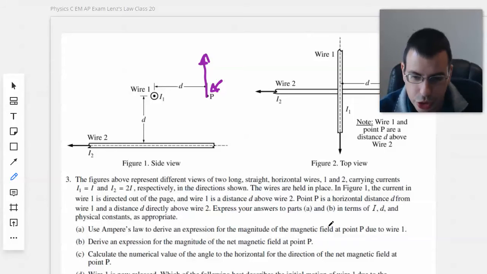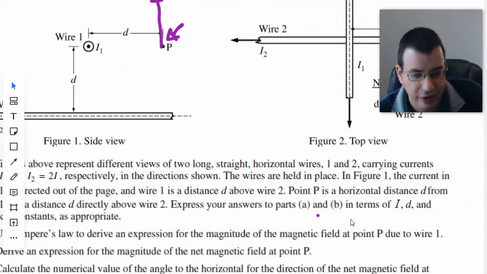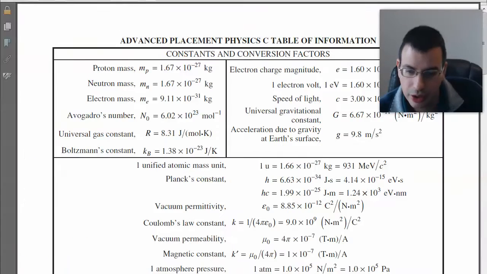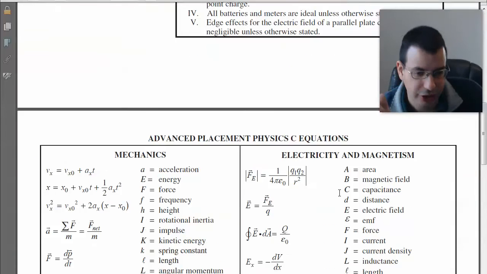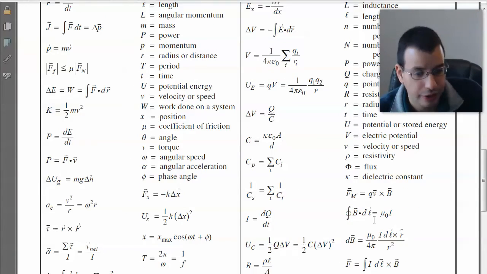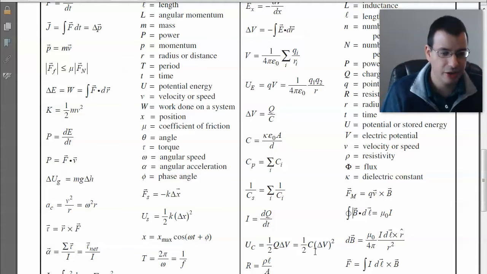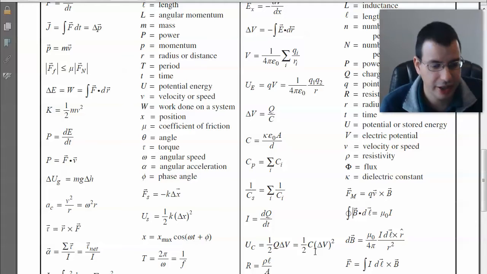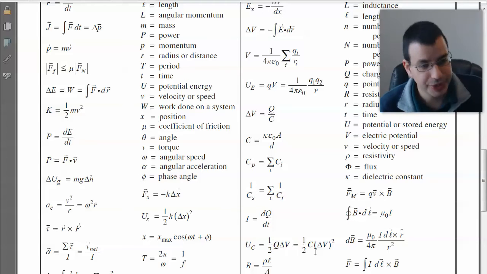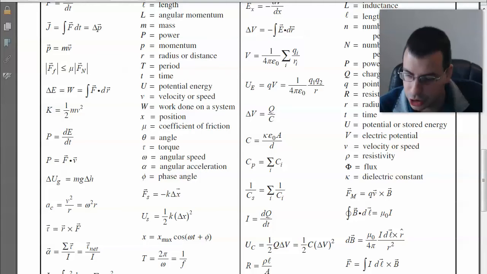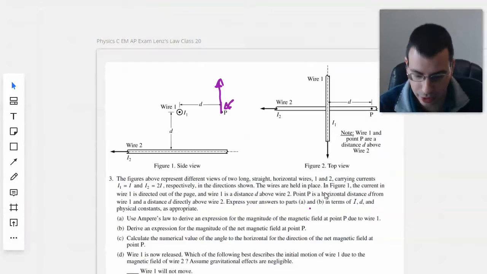Okay, and we're supposed to use Ampere's Law, and we are given Ampere's Law, I think, in our formula sheet. This right here, that's Ampere's Law. B dot dl equals mu naught times I. Okay. So let's go back to our infinite board.